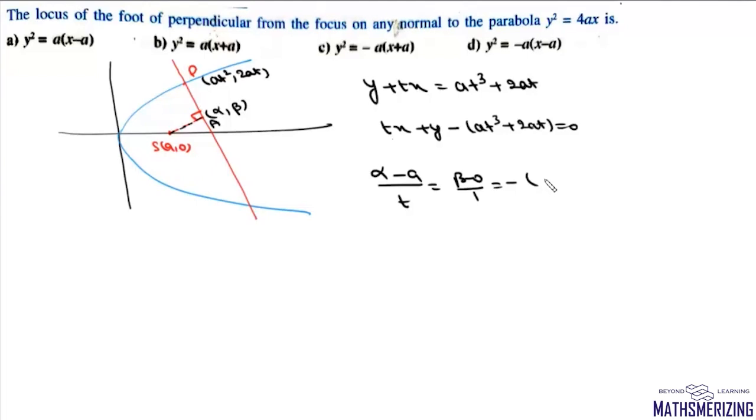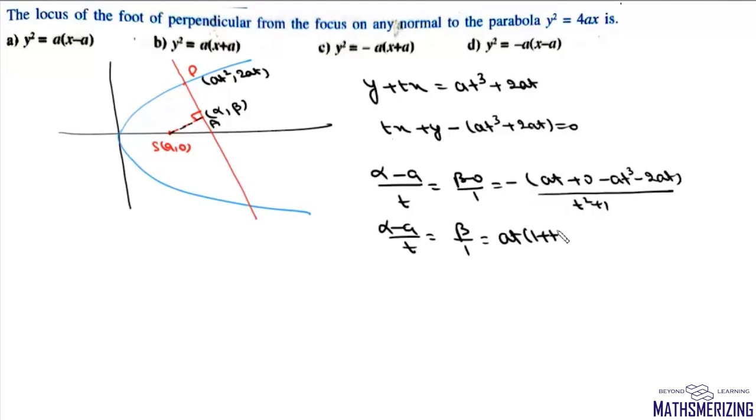So x is a plus 0 minus at cube minus 2at upon t square plus 1. So we can write this as alpha minus a upon t equals beta upon 1. Now here it will be at minus 2at, so it will be minus at, so we'll take minus at common, and we'll get at, and then we'll get 1 plus t square upon 1 plus t. So we can cancel this 1 plus t square. So from this first one we can write alpha minus a is equal to at square, and from the second one we'll get beta equals at.